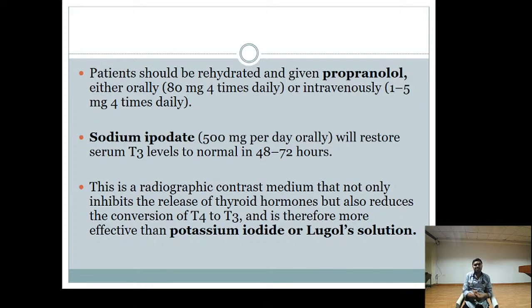How do you manage a patient with thyrotoxic crisis? We give propranolol either orally or intravenously, and sodium iodate. It reverses T3 levels within 48 to 72 hours. It is more effective than potassium iodide or Lugol's solution. The mechanism of action is that it concentrates in the thyroid follicular cells and inhibits the conversion of T4 to T3. It also inhibits the release of thyroid hormones.